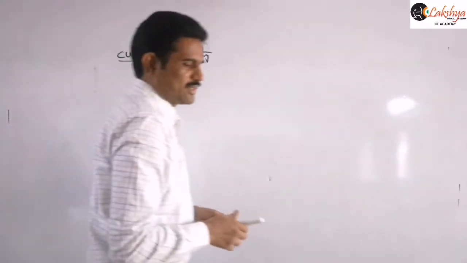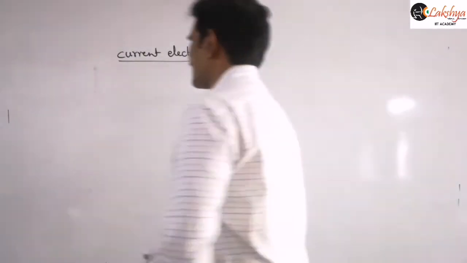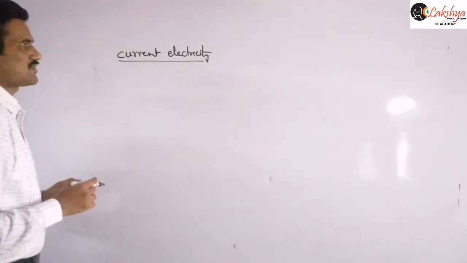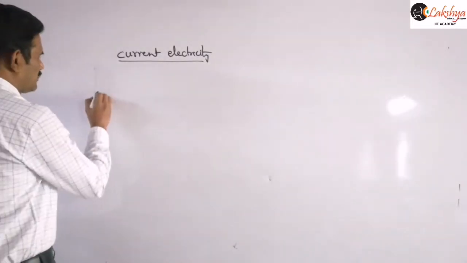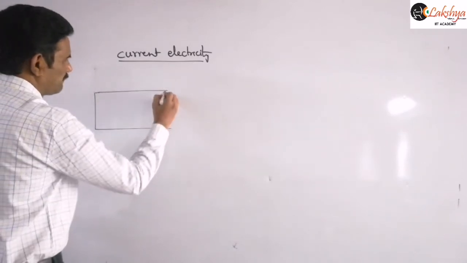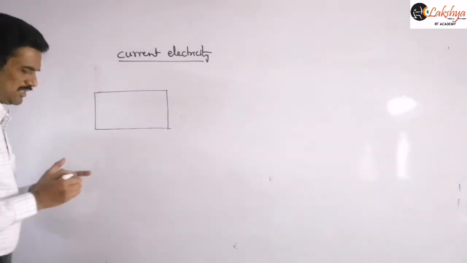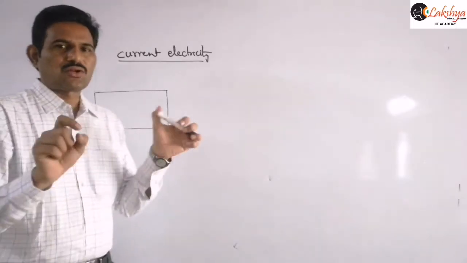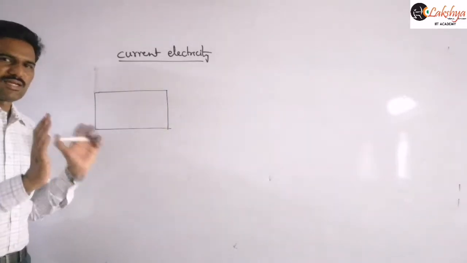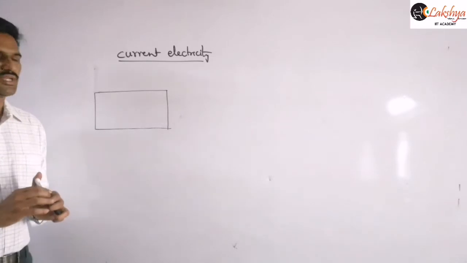In this current electricity, we discussed previously about the static, and now we are going to discuss the electric current. Now when we are taking a conducting material, suppose I consider an iron rod, we know there is no external connection for that iron rod.